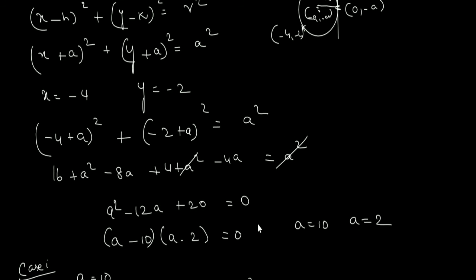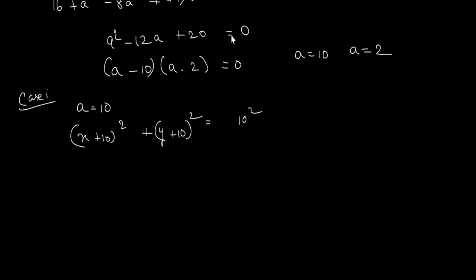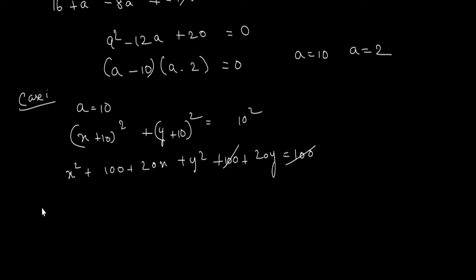We are substituting here. So that is equal to x plus 10 the whole square expanded, you get x square plus 100 plus 20x plus y square plus 100 plus 20y is 100. So you can cancel this 100. You get x square plus y square plus 20x plus 20y plus 100 equal to 0. That is the first equation.